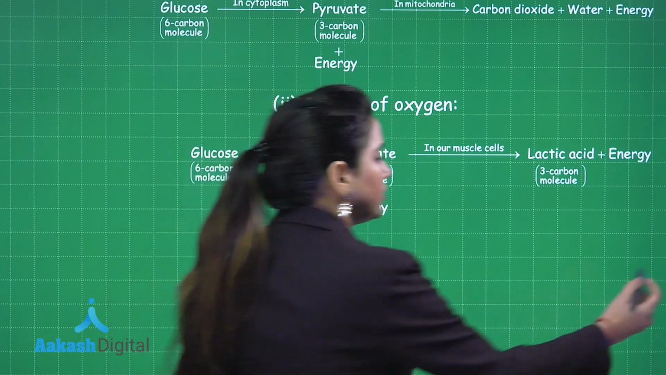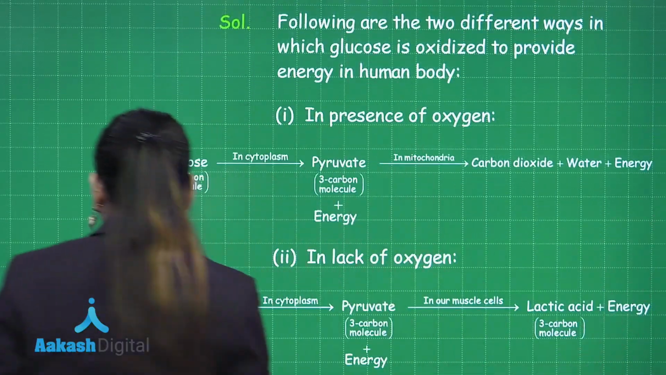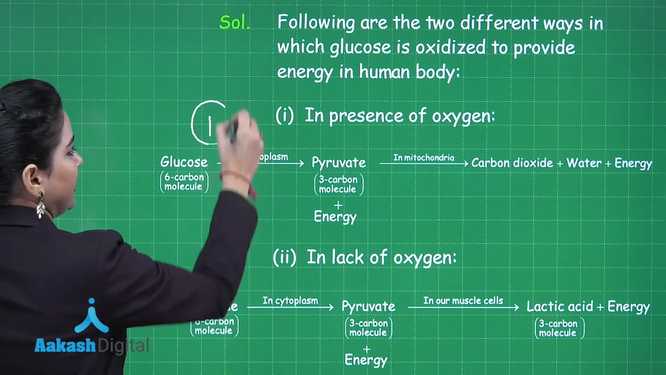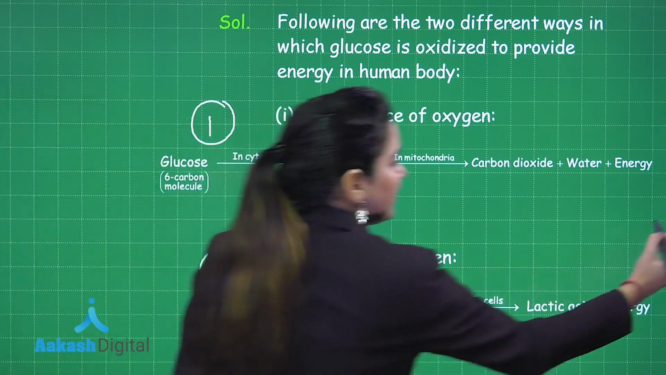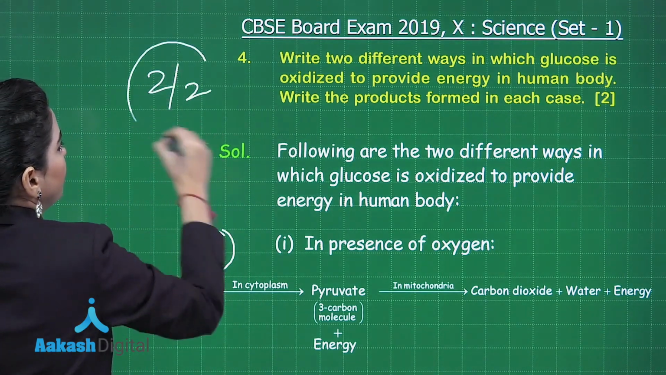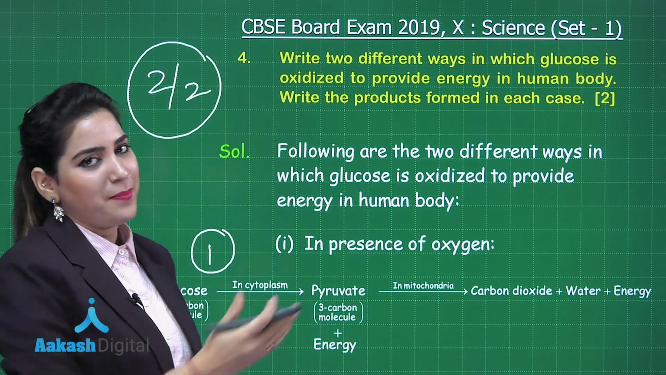And for writing both the end products, you are going to score 1 mark each. So 1 mark for this and 1 mark for this, and in totality you are going to obtain 2 out of 2 marks. Now let us take up our next question.